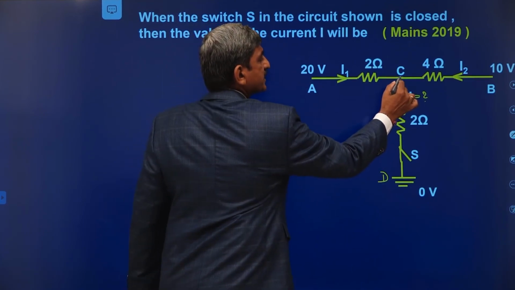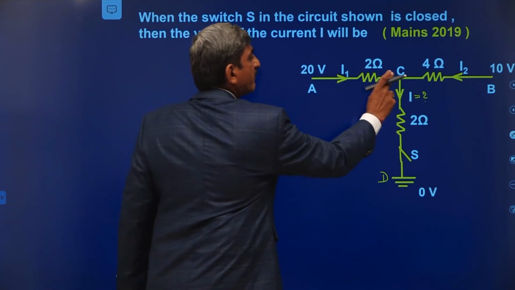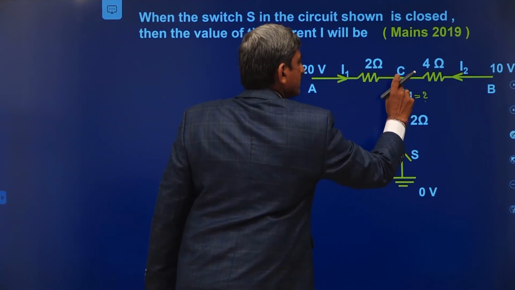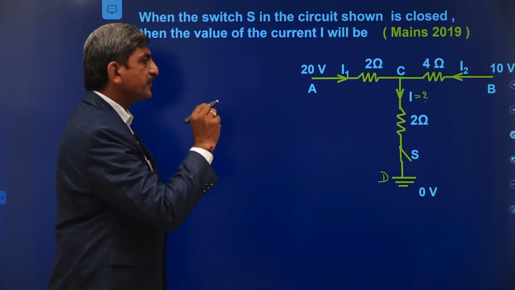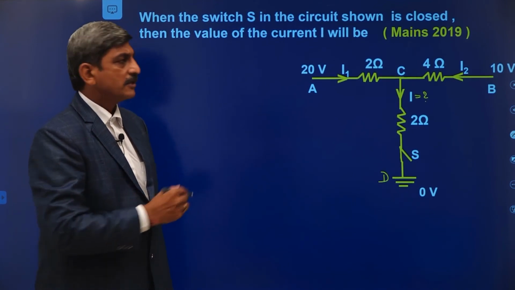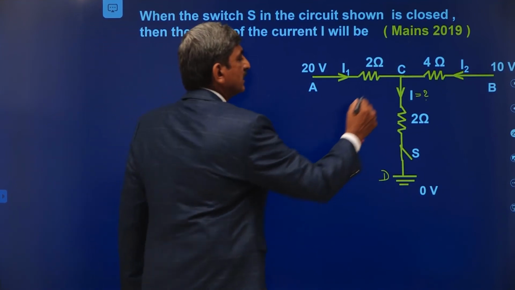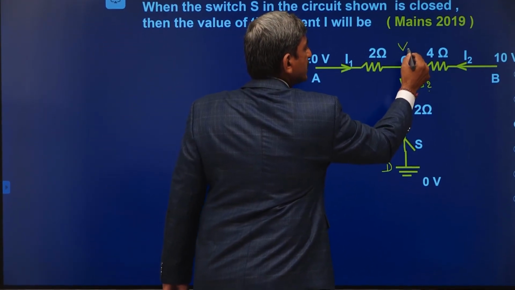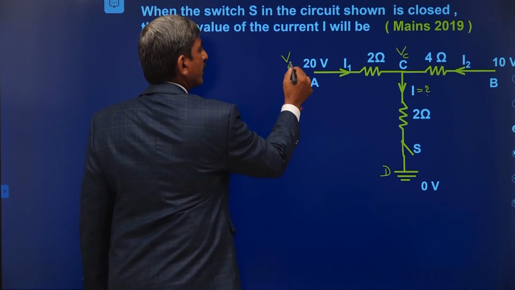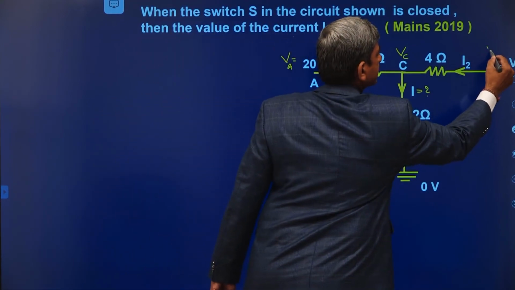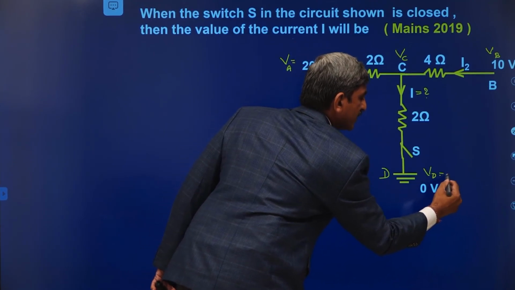Now let us consider this junction C. At the junction how many branches are meeting? AC is 1 branch, BC is the 2nd branch and CD is the 3rd branch. So 3 branches are meeting and 3 currents are meeting at that point C. So there we can apply Kirchhoff's current law to solve the problem. For that, at this point C, the potential value is not given, let it be VC. Let VA be the potential at point A and VB the potential at point B, and the potential at point D is given as VD equal to 0.